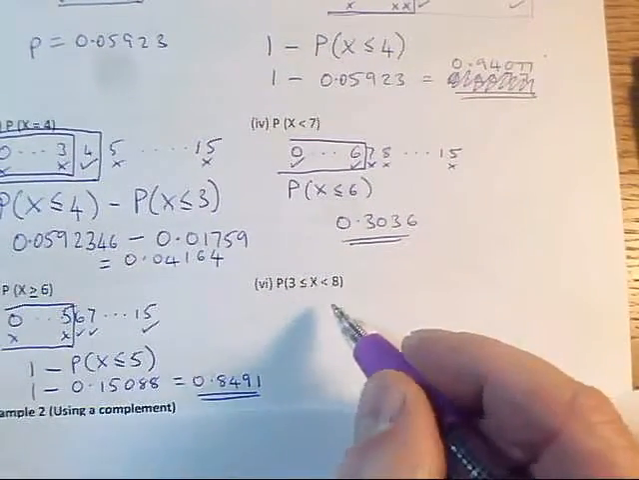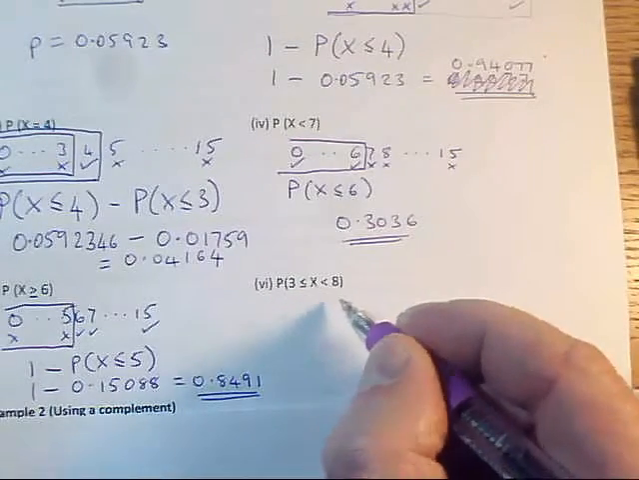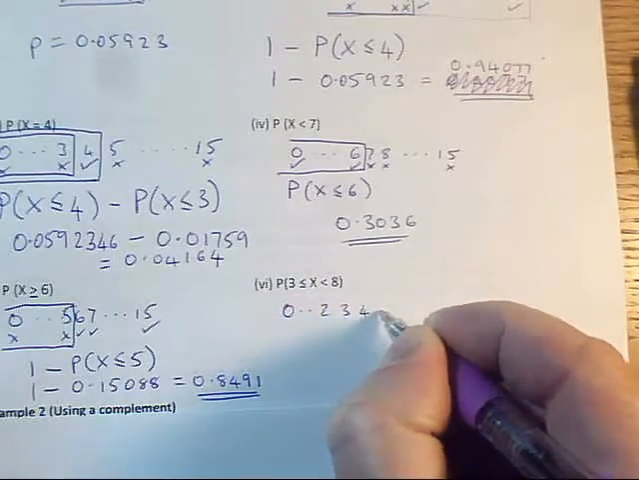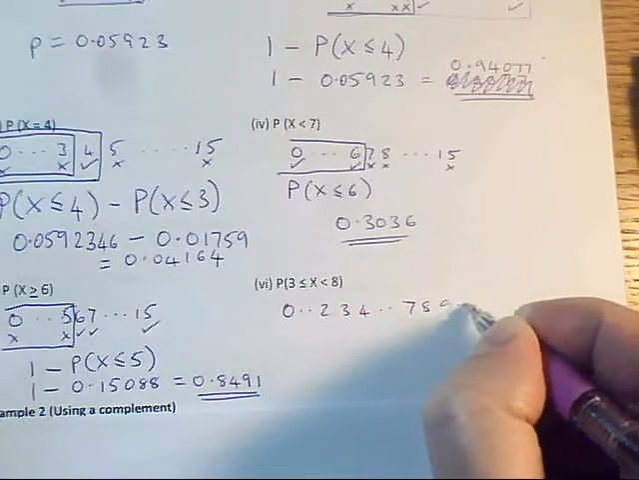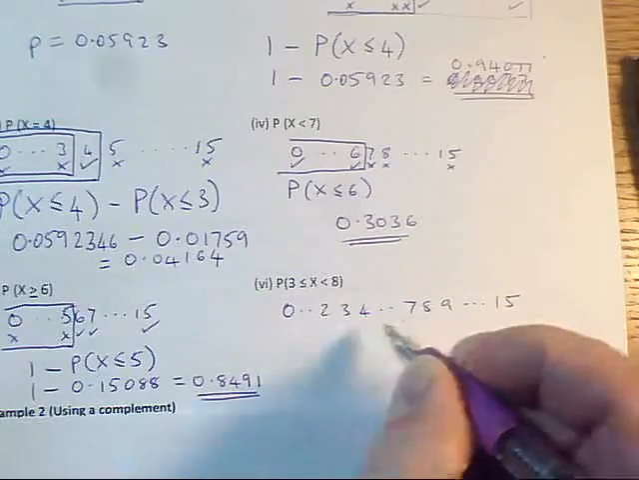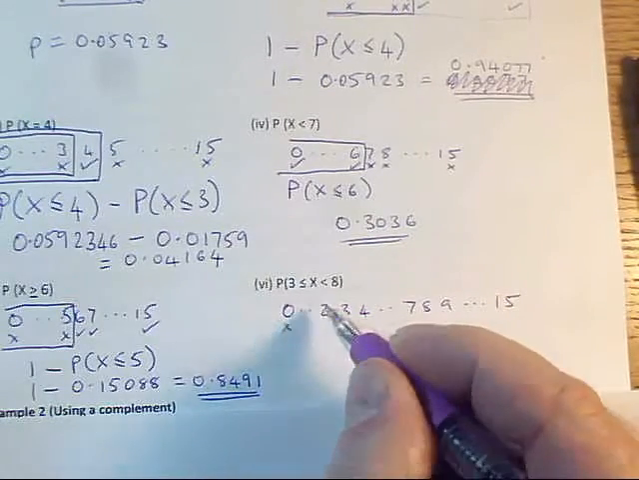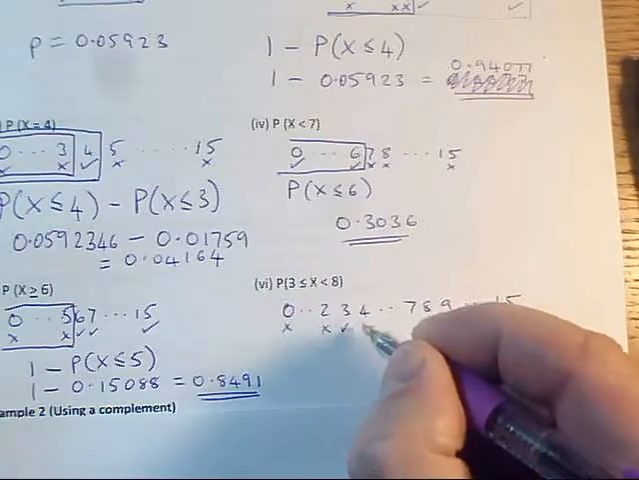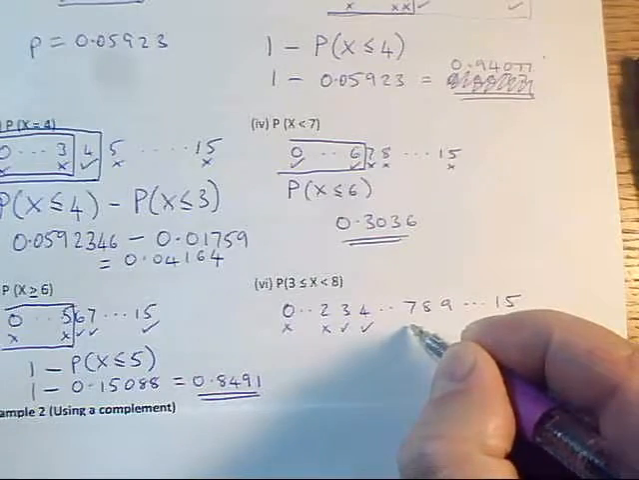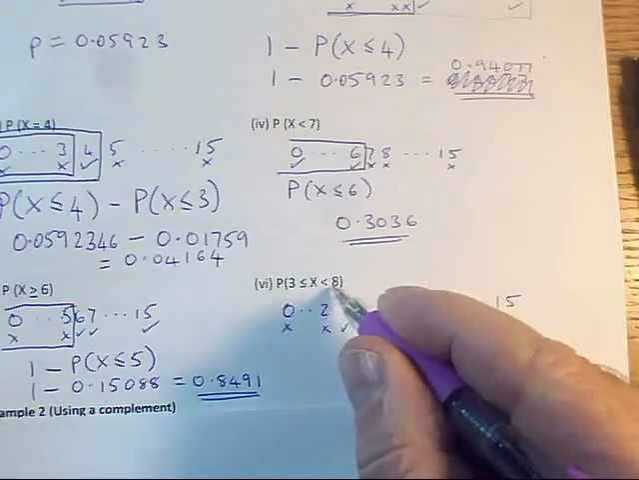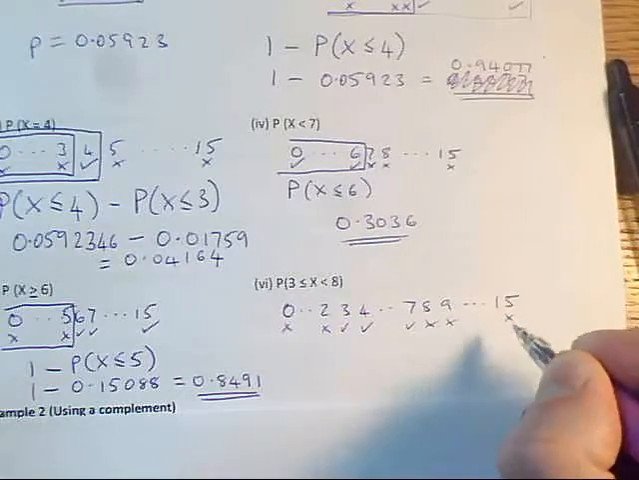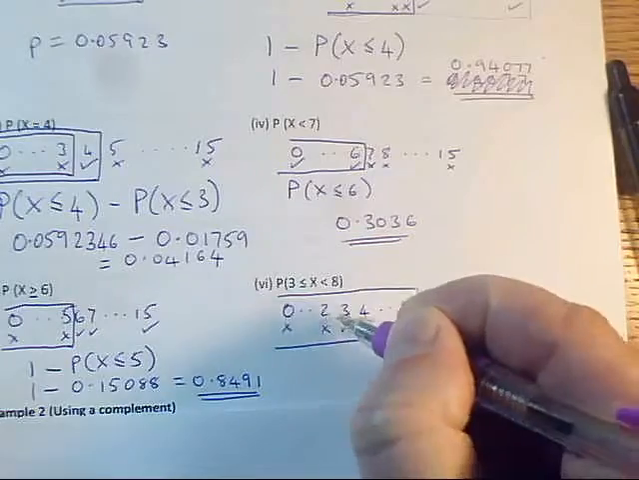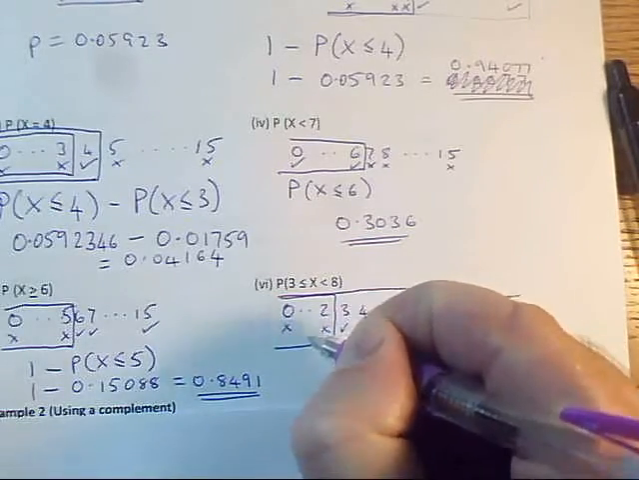And finally, I've got a range with a 3 and an 8 in it, so I can go from 0, 2, 3, 4, 7, 8, 9, 15. I can't have 0. I can't have 2, but I can have 3. 3 is allowed in the range. I can have 4. I can have 7, but I can't have 8. It's strictly less than 8. So I can't have any of those either. So I can have all of these values. I need to go up to 7, but I mustn't have any of these. So those are the ones I don't want.